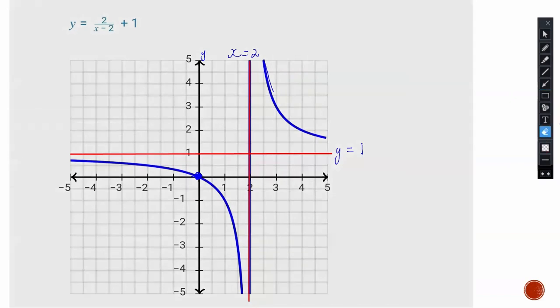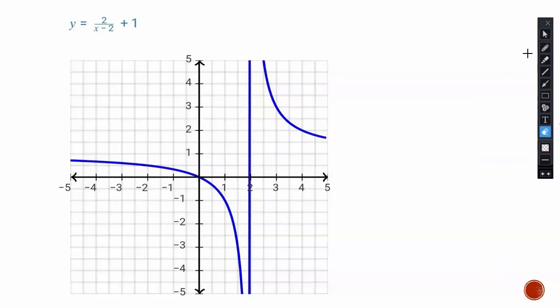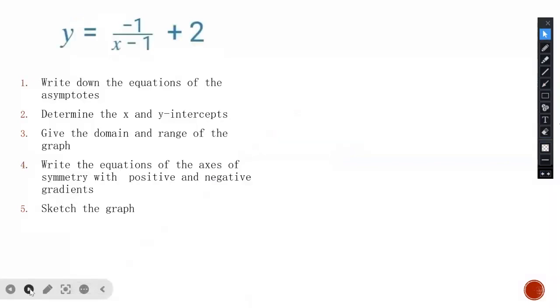Okay, now let's look at another one, right? Remember, we are trying to master this here. So let's look at another equation and try to answer the very same questions. y is equal to -1 over x minus 1 plus 2. Now, number one says write down the equations of the asymptote.